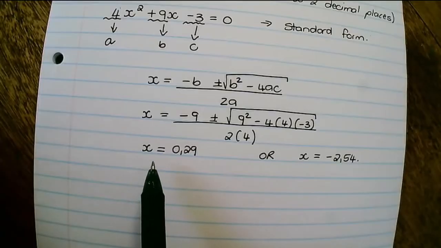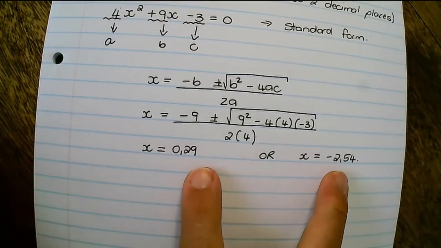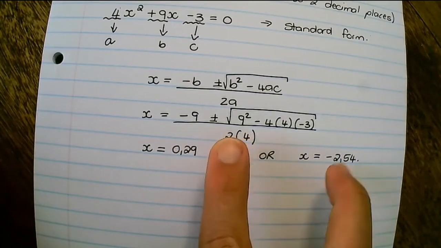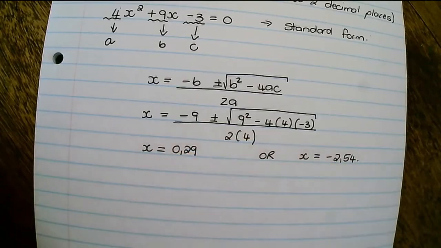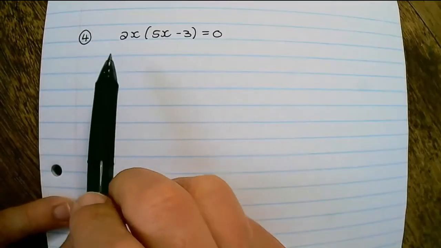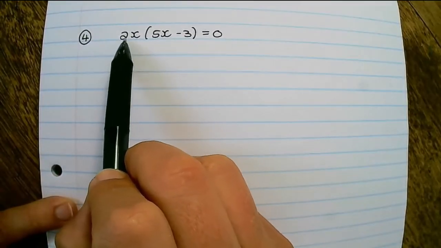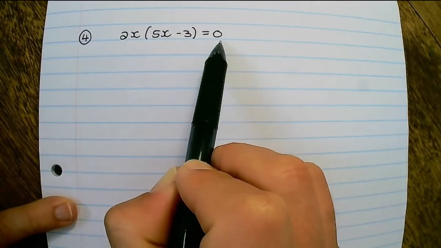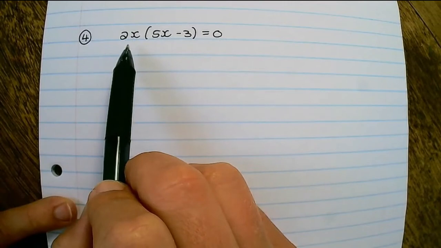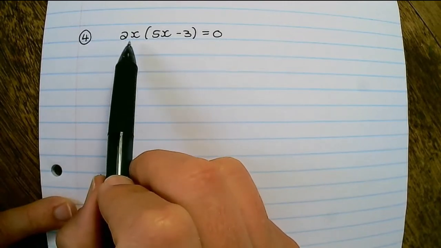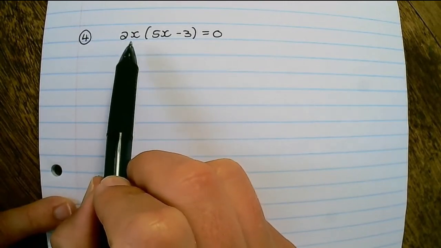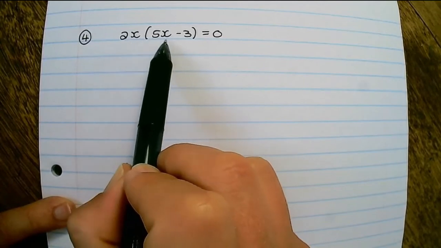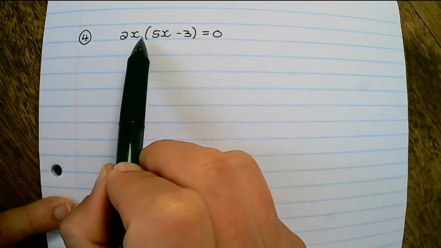And that's how I find my 2 values for x using the quadratic formula and my calculator. Now next example, we have 2x and in brackets 5x minus 3 equal to 0, and we want to solve for x. Now this is the same as our first example. We do not need to multiply out and factorize again.